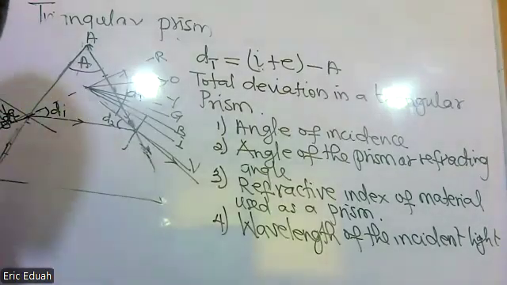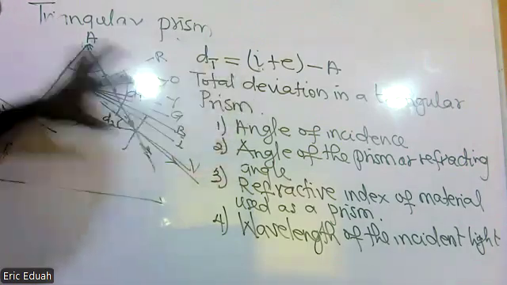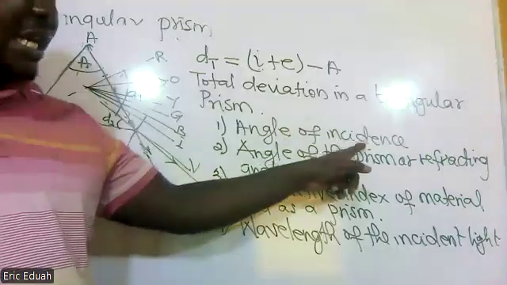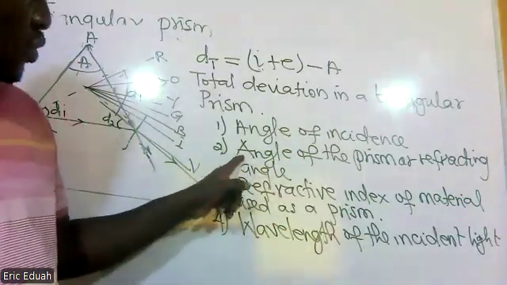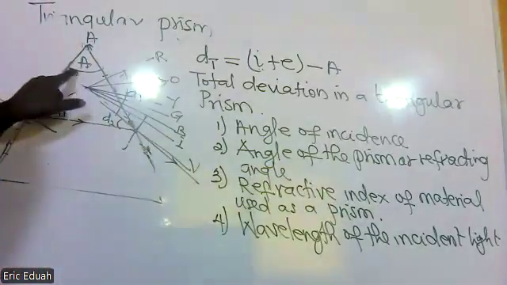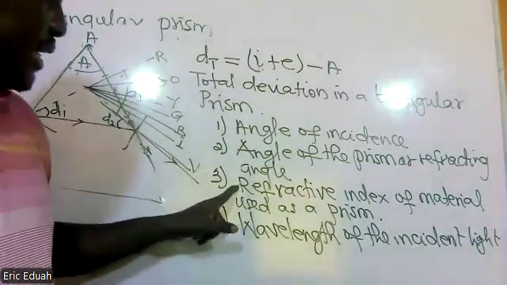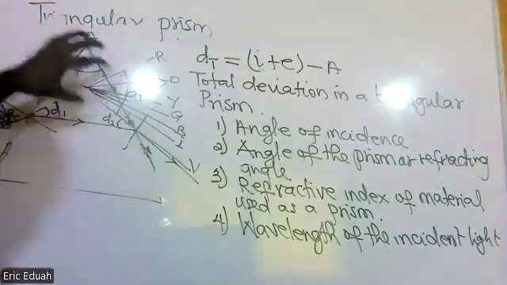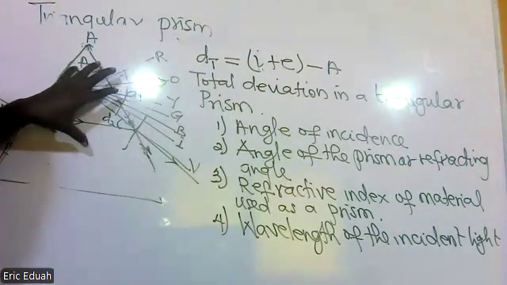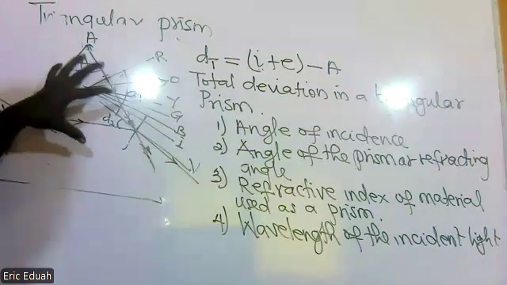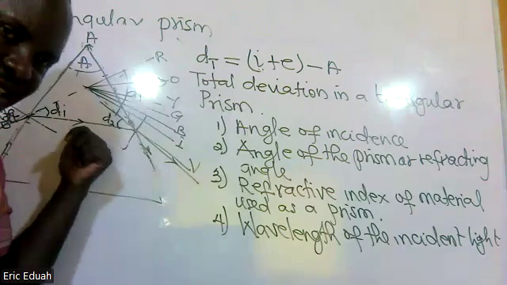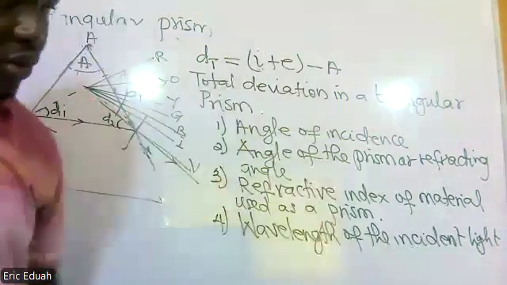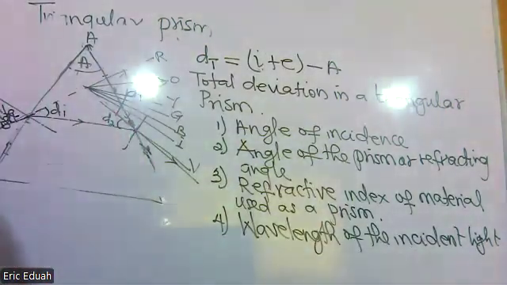So these are the factors on which the total deviation within the triangular prism depends on: one, the angle of incidence; two, the angle of the prism, the refracting angle of the prism; three, the refractive index of the material used as a prism, meaning if you use glass, the refractive index of glass is different from the refractive index of plastic, and so it will affect the deviation. Then four, the wavelength of the incident light. So take note of this.